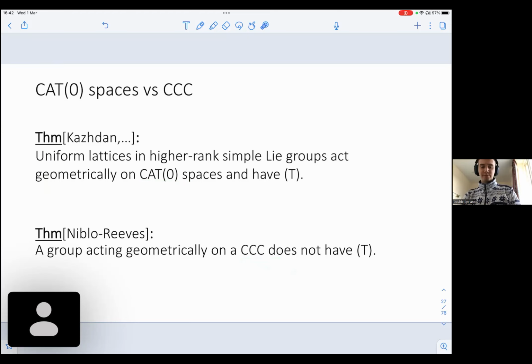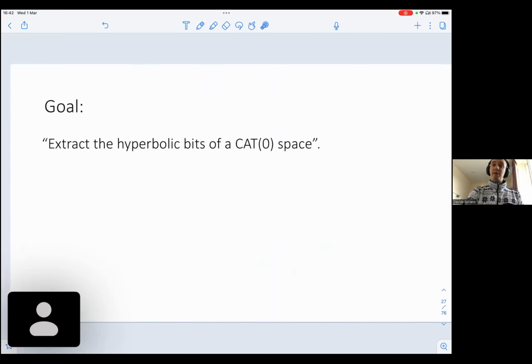Right, so this is the difference between those two spaces. There is really a difference. When we talk about Cat0 spaces, we are really considering a larger class. Okay, so let me go forward.